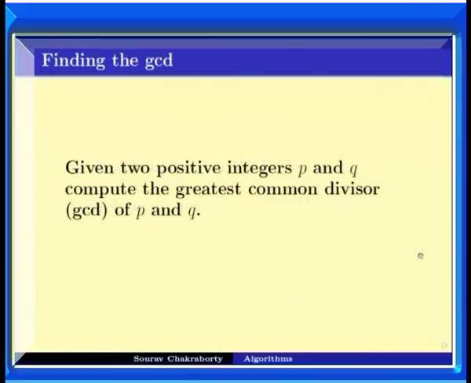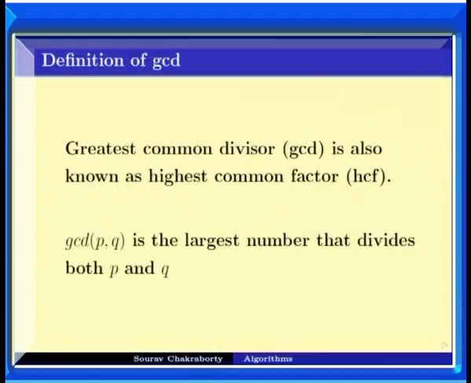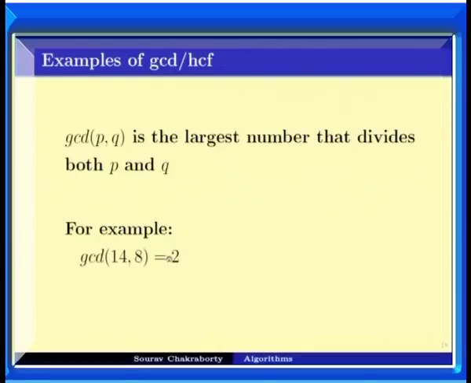Okay. So let us start with the goal that we have in hand, which is we have been given two positive integers p and q, and we want to find the greatest common divisor of p and q. The greatest common divisor, also known as highest common factor, HCF, is the largest integer that divides both the given integers p and q. So for example, if p is 14 and q is 8, then the GCD is 2, which is the largest integer that divides both of them.